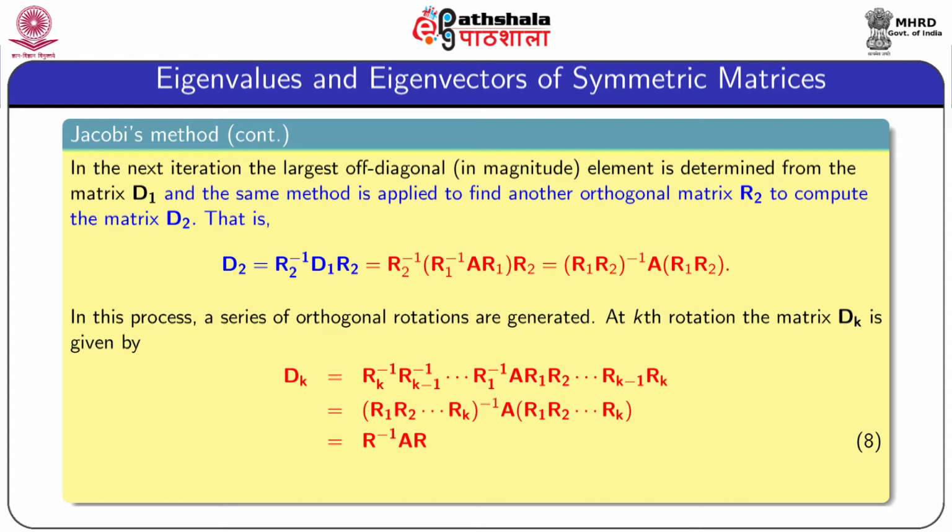In this process, a series of orthogonal rotations are generated. At the kth iteration, the matrix Dk is given by Dk equal to Rk inverse, Rk minus 1 inverse, dot dot dot, R1 inverse A R1 R2 dot dot dot Rk minus 1 into Rk. This expression can be written as R1 into R2 dot dot dot Rk whole inverse into A into R1 R2 dot dot dot Rk, and let this expression be R inverse AR, where the matrix R equals the product of the orthogonal transformations R1 into R2 dot dot dot Rk. Now, if Dk is a diagonal matrix, then the diagonal elements give the eigenvalues of the given matrix A, and the column vectors of the matrix R give the corresponding eigenvectors.